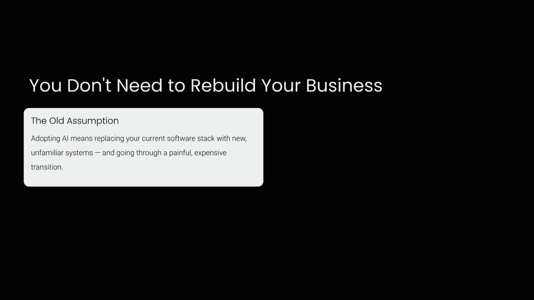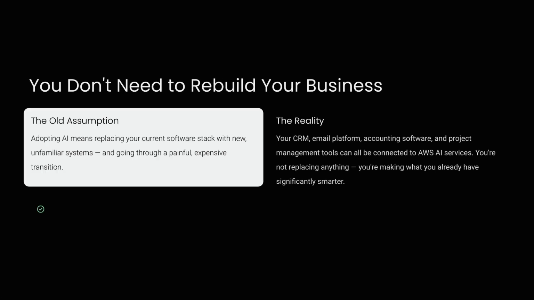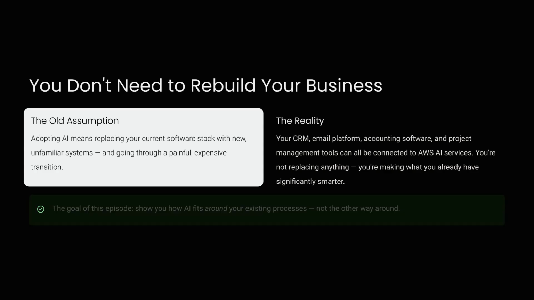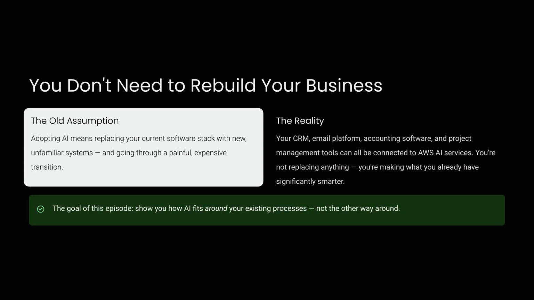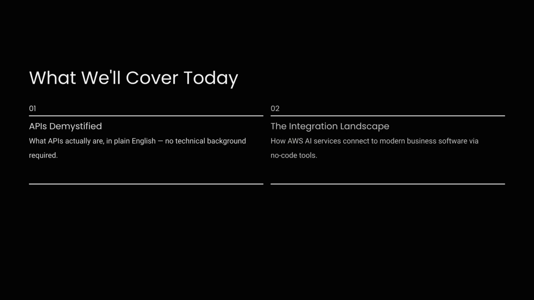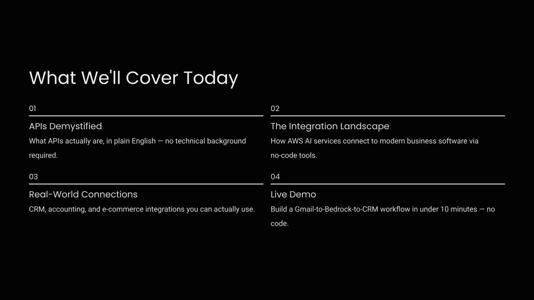The old assumption is that adopting AI means replacing your software stack. However, the reality is that your CRM, email, and accounting tools can all be connected to AWS AI services. Our goal is to show how AI fits around your current processes. Today, we'll demystify APIs, explore the integration landscape with no-code tools, look at real-world connections, and provide a live demo of building a no-code workflow in under 10 minutes.